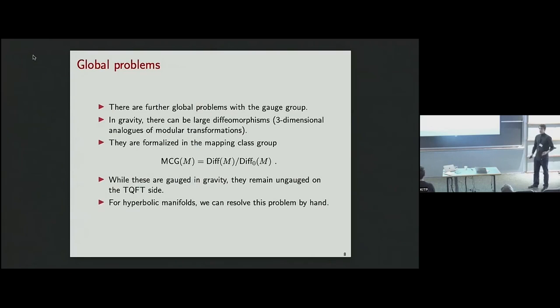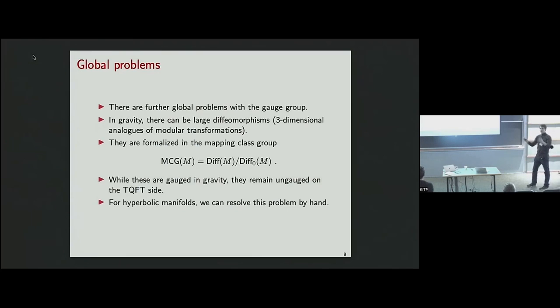And the second problem are sort of global problems in these identifications. In particular, if we're in gravity, we have to mod out by all the diffeomorphisms. So if we compute some gravity partition function, then we have to mod out by all the diffeomorphisms on our 3-manifold. And in particular, there are these large diffeomorphisms. These are like the 3-dimensional analogs of the modular transformations that we know very well in 2D. And they're formalized in this mapping class group. The mapping class group is just the group of all the diffeomorphisms of some manifold, and you mod out by the group of diffeomorphisms that are small, meaning that they're continuously connected to the identity. And you get some discrete group, which is called the mapping class group.